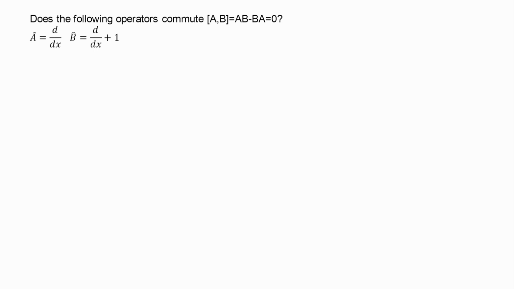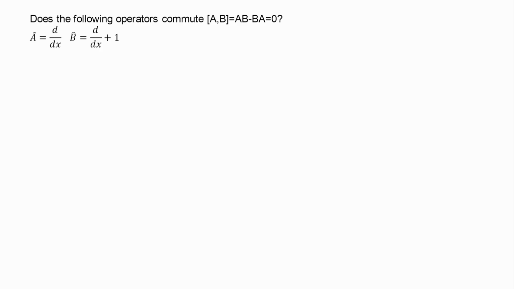In this video, we're going to be talking about commutators of operators in quantum mechanics. Commutators are very important, so let's learn how to find some with some given operations. Here we have two different operators, A and B, where A is just the first derivative and B is just the first derivative plus 1.